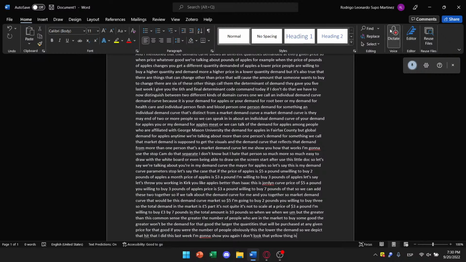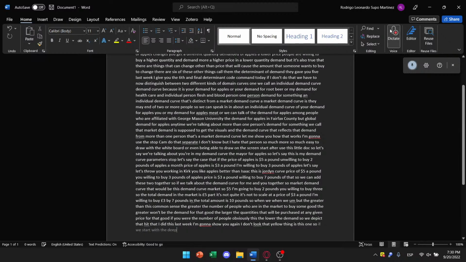You depict that this way. If we start with the D curve, the middle demand curve, curves further to the right represent higher demands. At any given price, the quantity that's demanded is greater on demand curves further to the right.